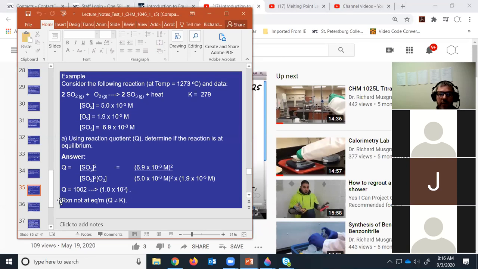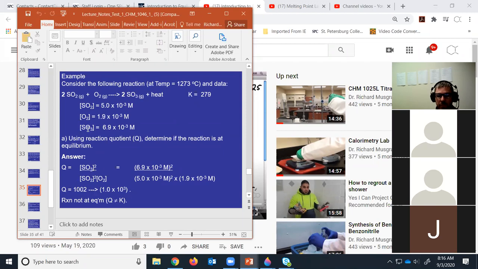So we know that reaction is not at equilibrium, and that's because Q does not equal K. We know what K is, it's 279, but Q is actually 1002. So that's the first part. Does anybody have any questions about that?